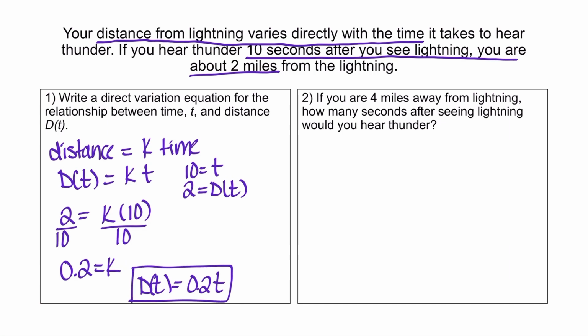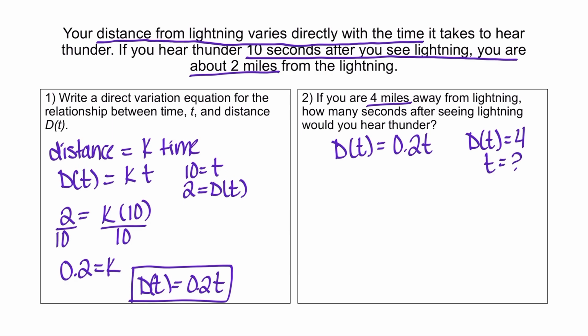So now let's use this equation to solve this problem. If you are 4 miles away from lightning, how many seconds after seeing lightning would you hear thunder? So once again, I have my equation d of t equals 0.2 t. 4 miles tells me a value of distance. So it's saying that d of t equals 4. Find the value of t.